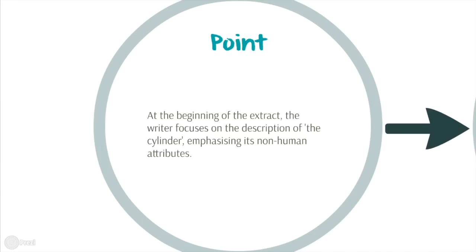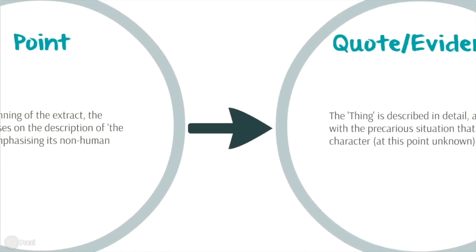So if we focus on the War of the Worlds extract, here I've said at the beginning of the extract, so I've used one of those sentence starters, the writer focuses on the description of the cylinder. Okay, so the structural feature is focus on the description of the cylinder, emphasising its non-human attributes. Okay, so the structural feature is focusing on description at that point in the source.